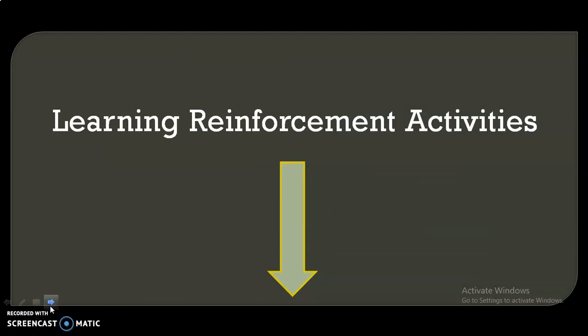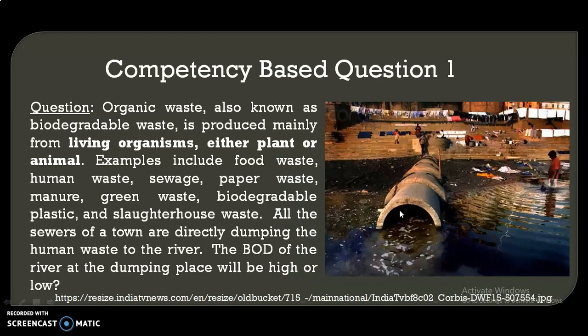So on the basis of this simple information, I have collected a few activities for you, learning reinforcement activities. Now look at the picture given here. We find that there is a huge outlet of sewage water directly into the river from a town. Organic waste, also known as biodegradable waste, is produced mainly from living organisms, either plant or animal. The examples of organic waste include food waste, human waste, sewage, paper waste, manure, green waste, biodegradable plastics, and slaughterhouse wastes. All the sewers of a town are directly dumping human waste into the water.